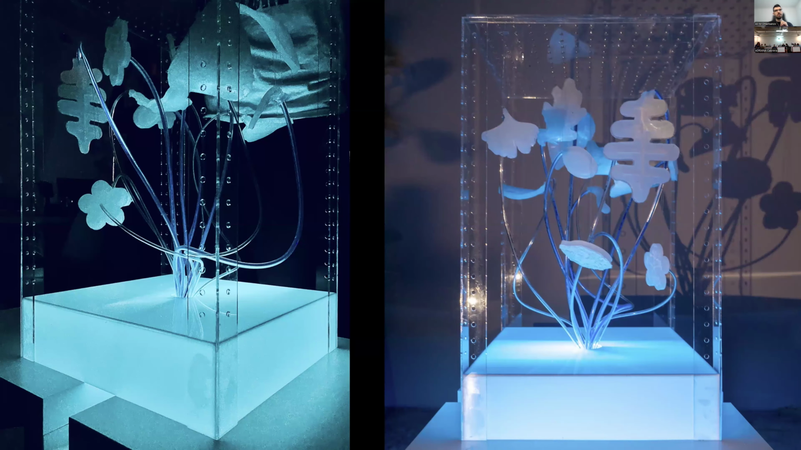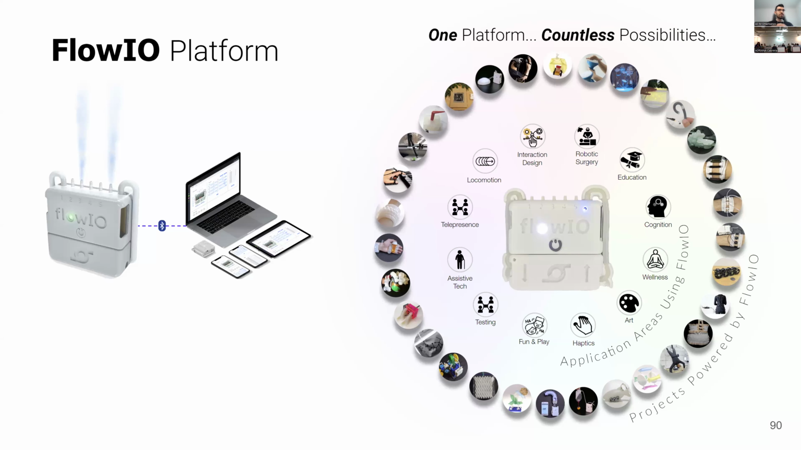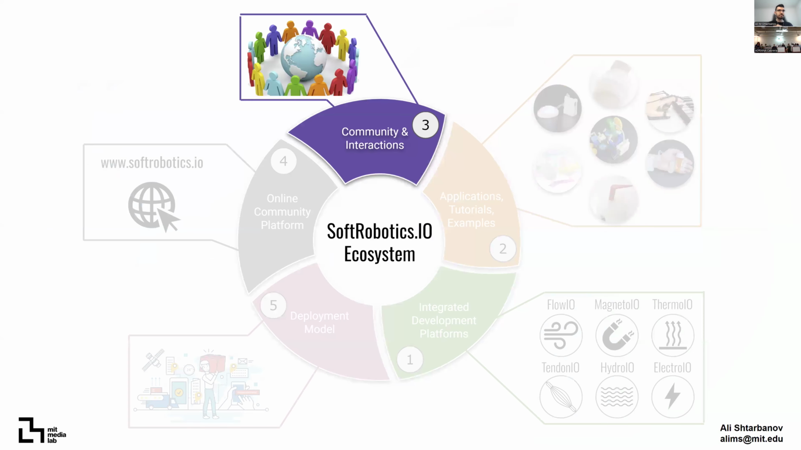1001 Flowers is an interactive art by students from Harvard Graduate School of Design. And we even had a FlowIO device go to a zero-gravity flight. Peristaltic Suit is a project from MIT to mitigate the effects of prolonged exposure to microgravity environments. The platform has also been used in many master's and PhD dissertations.